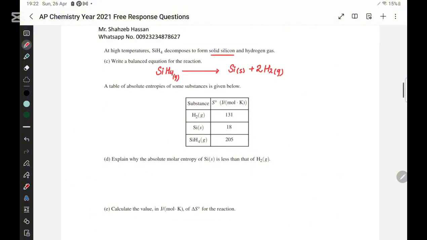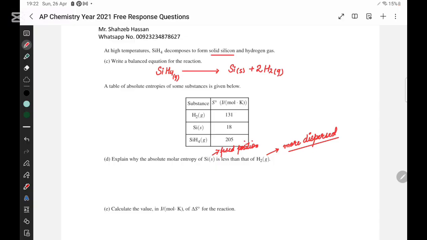Explain why the absolute molar entropy of Si(s) is less than that of H2 gas. Of course, in the solid state particles are in a more organized form and are in fixed positions, while in the gas state the particles are more dispersed. If they are more dispersed, that means disturbance is greater, disorderliness is greater. So we can say that's why it is going to have higher entropy.